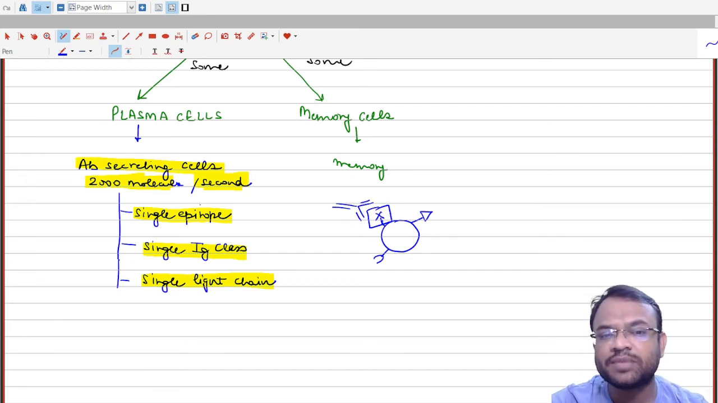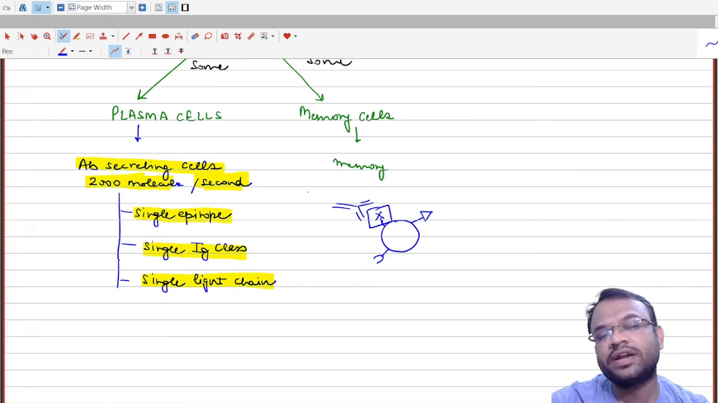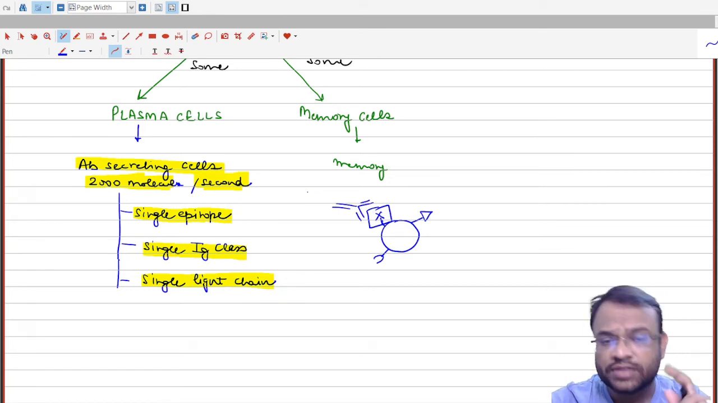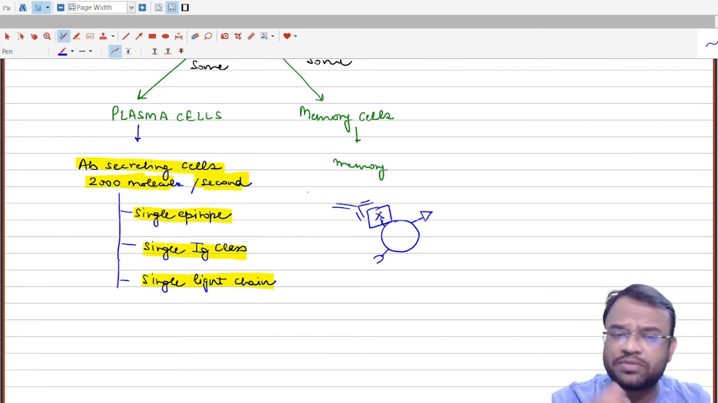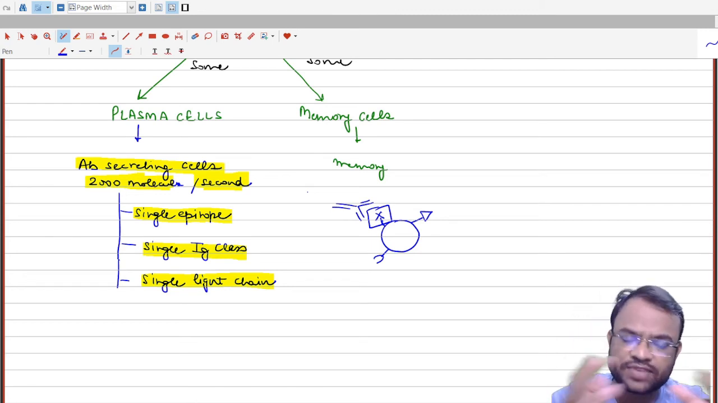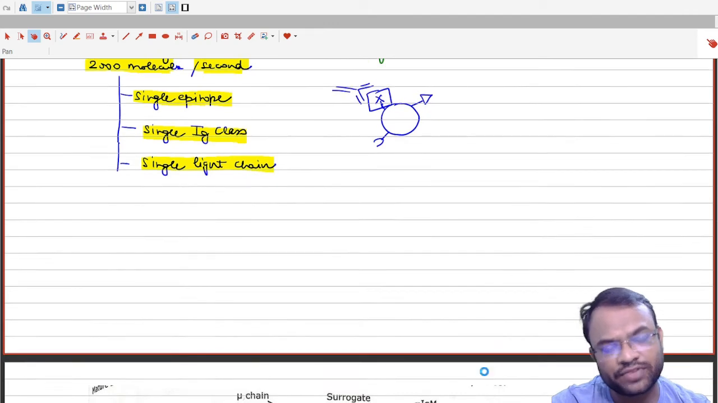So suppose this epitope is targeted. All the antibodies that would be produced by one plasma cell would be targeting one epitope. They would be of a single Ig class. That means it can be IgA, IgG, any class, and it would have a single light chain. That means there would be no mixture of the light chains that we had talked about a little while ago. So these are the important features of B cell development and differentiation.